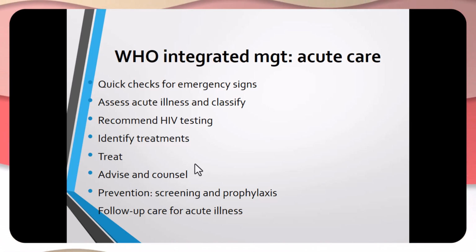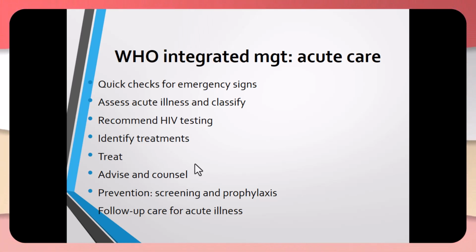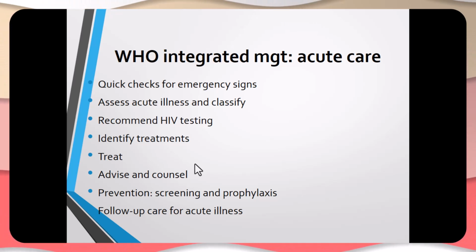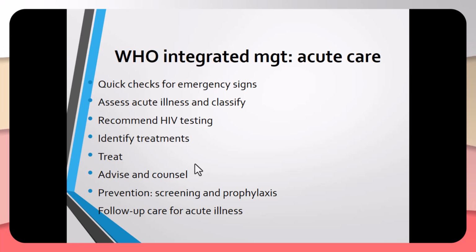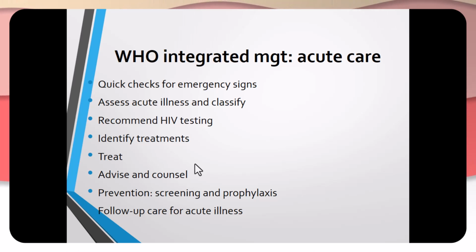So according to WHO, that is World Health Organization, integrated management for acute care, you have to do quick checks for emergency signs, and all of us know most of these emergency signs, and you assess acute illness and classify that illness, recommend for HIV testing, and then identify treatments that you're going to give the patient, treat the patient, advise and counsel this patient, prevention, whereby you do the screening and prophylaxis, and then follow-up care for acute illness.